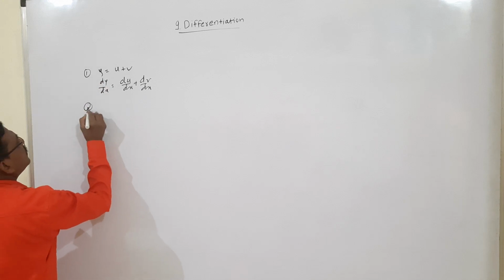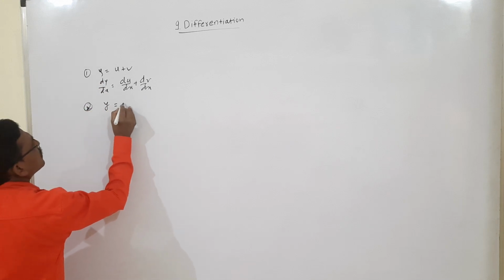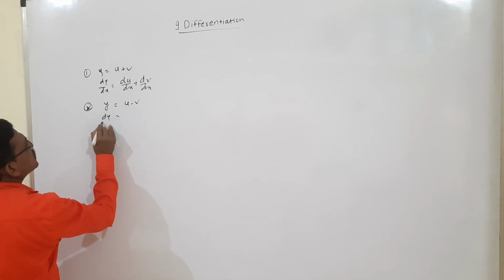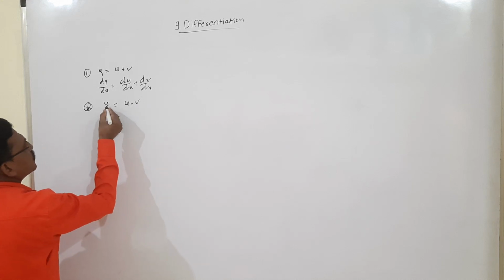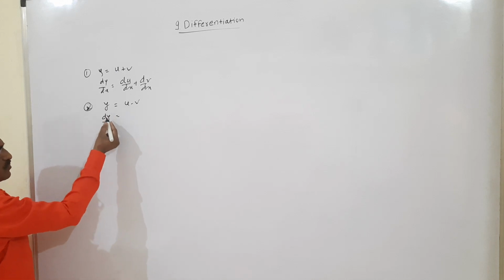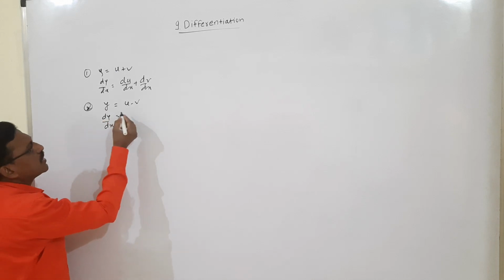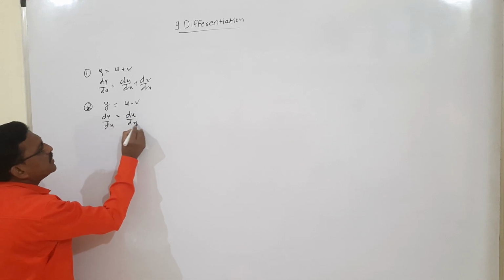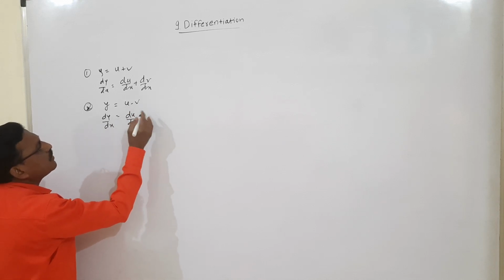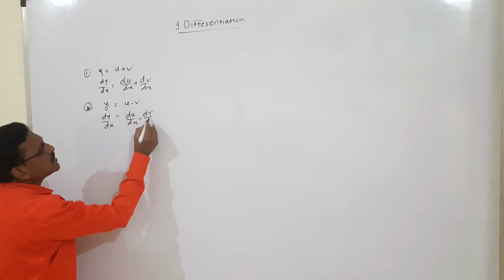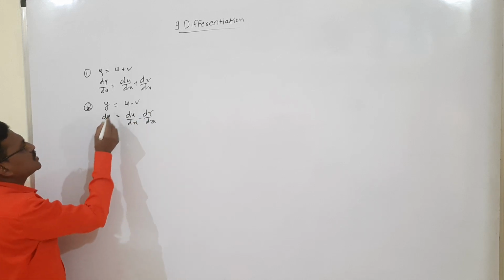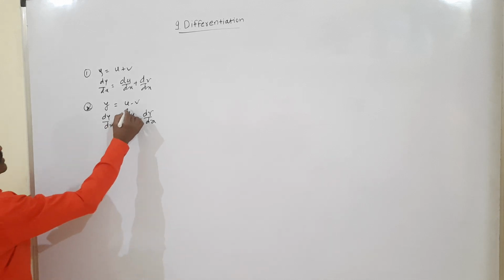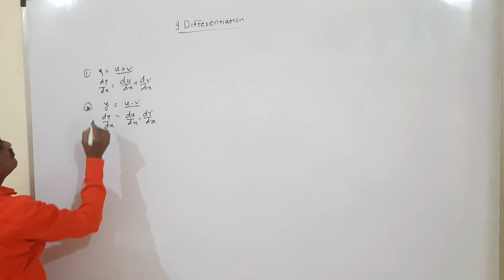Then second, the difference rule of differentiation, like y equal to u minus v, then you can differentiate it with respect to x. So the derivative of y with respect to x is dy by dx, and the derivative of u with respect to x is du by dx minus the derivative of v with respect to x, dv by dx. So this is the second rule, the derivative of a difference.